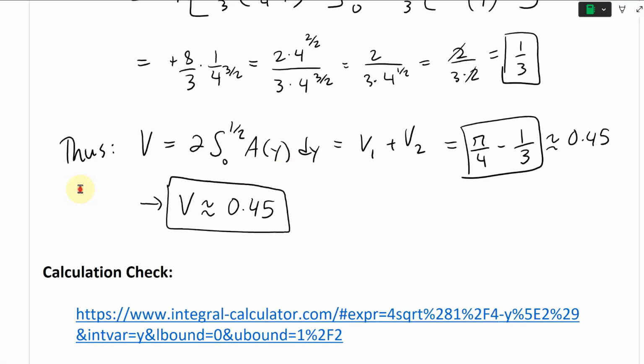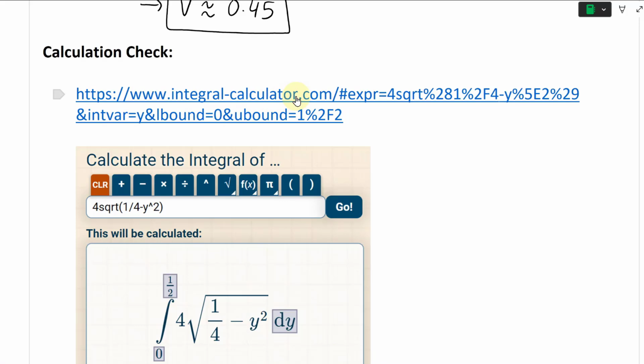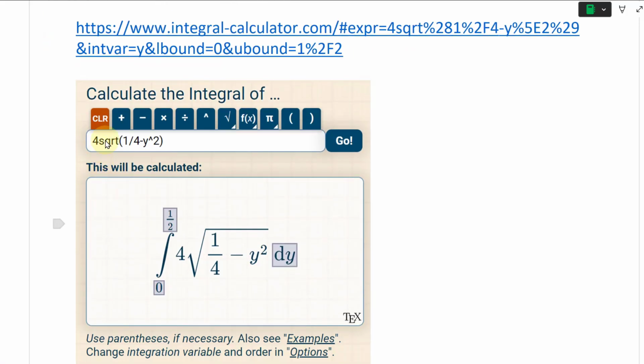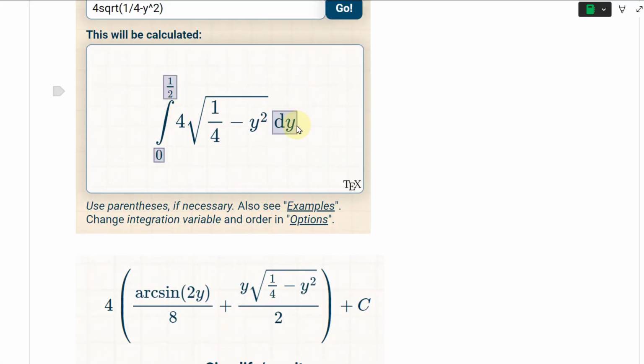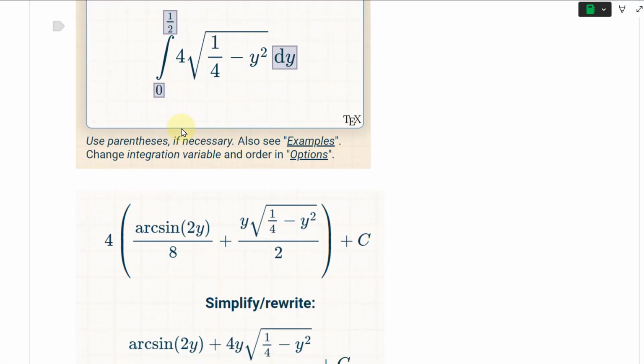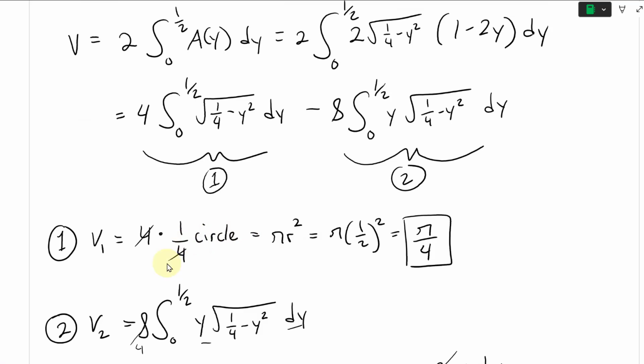All right, and now let's do a quick calculation check. You could use the integral-calculator.com website. You just plug it in. So in our case, we have 4 squared. You can just type in 4 squared, 1 over 4 minus y squared, and it automatically presents it in this format. So 4 times 1 over 4, all squared, square root there, minus y squared dy. And you could change the variable and add the integral from 0 to 1/2. So you get this giant equation. This one, we just did a circle, so we didn't have to do any other stuff there. So we know it's a quarter circle, so we just multiply by pi r squared, and divide by 4. We cancel those out. We just get pi over 4.